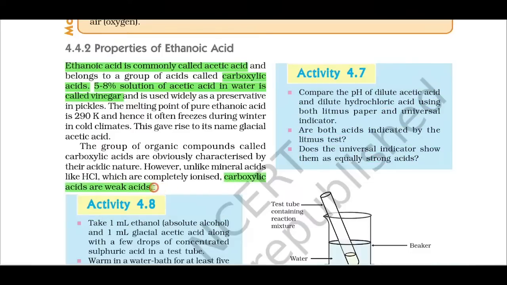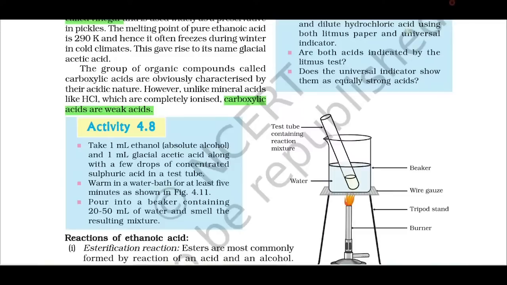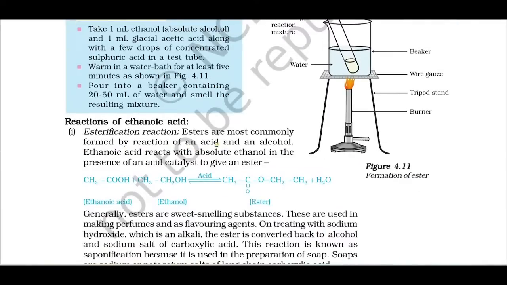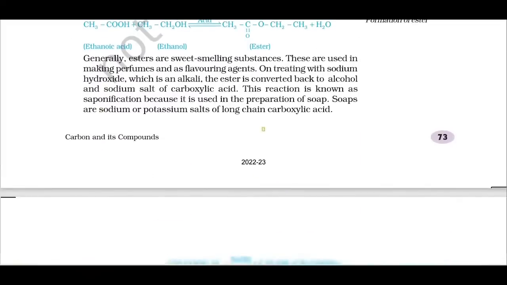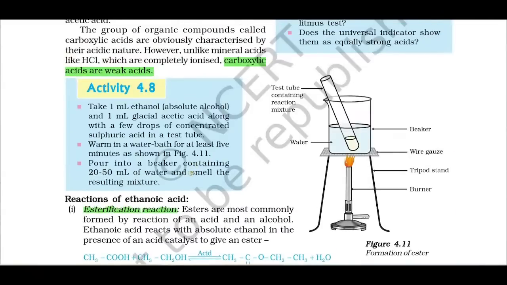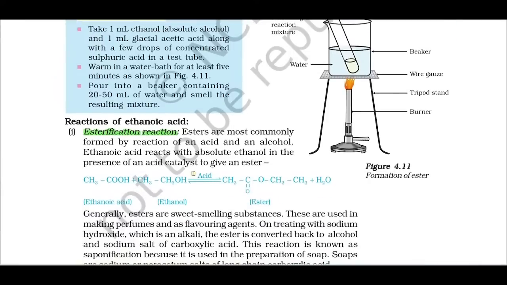Carboxylic acids are weak acids. Why? You can get this question. Carboxylic acids are weak acids because the H plus ion concentration will be less. The properties of ethanoic acid: one important reaction is the esterification reaction, and one more is the saponification reaction. Both these reactions are very important from the examination point of view.